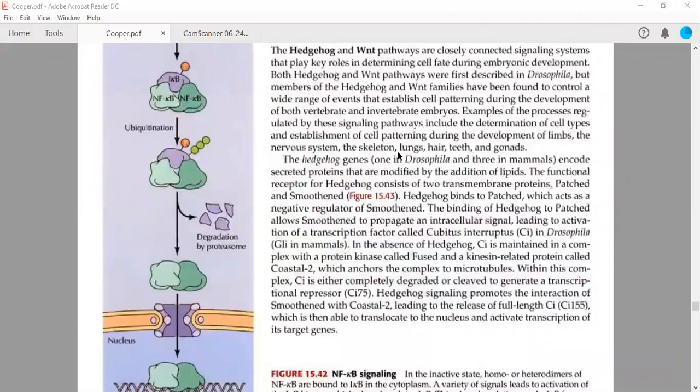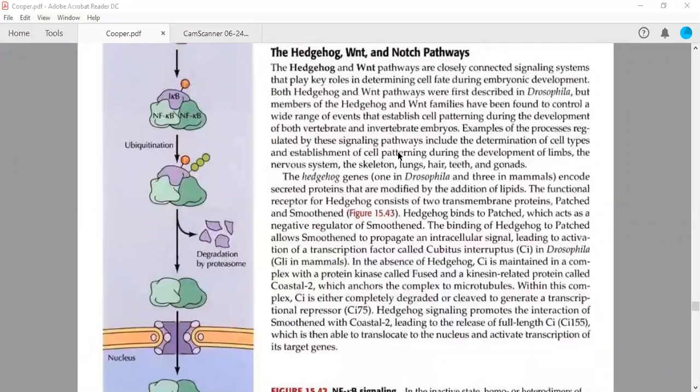Now we will study whatever is written in this text. This is very easy to understand now because at least you know what is happening inside the cell. In Drosophila there is only one gene, whereas in mammals there are 3 reported genes for this hedgehog secretory protein. It encodes a secreted protein that is modified by the addition of lipids.